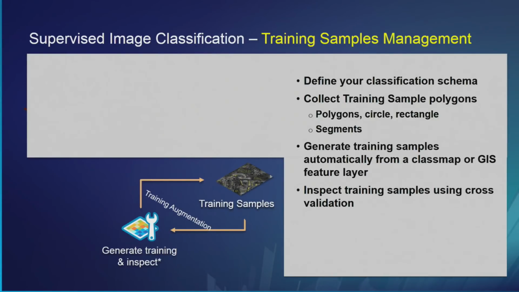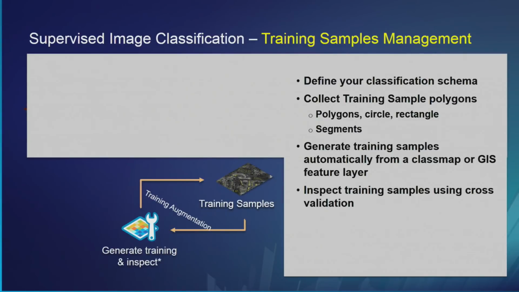You can also generate training automatically by using existing information. So if you have an existing class map that's accurate and you know the accuracy of that, you can use that to generate your training. You give it a schema and it will select those classes according to that schema, and however many samples you want per class based on that class map.